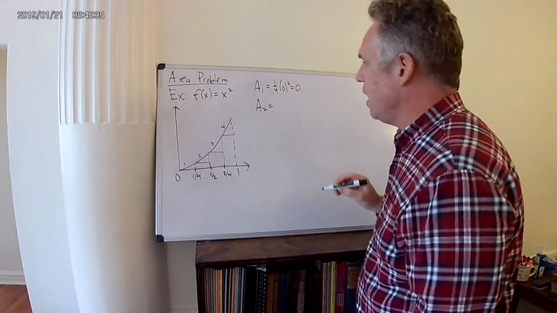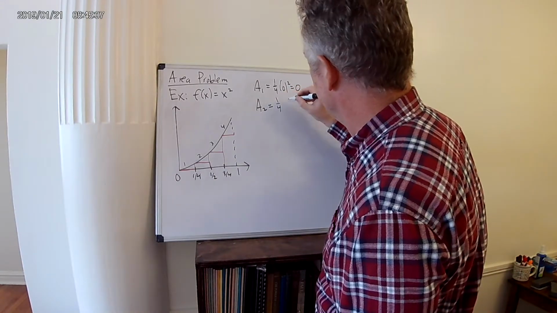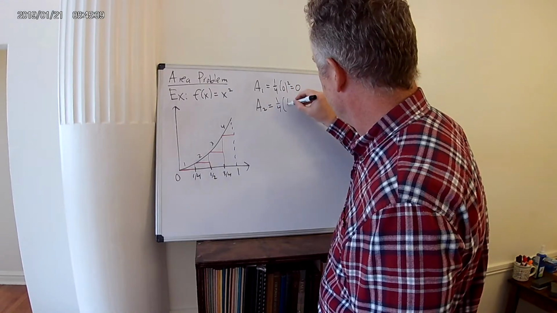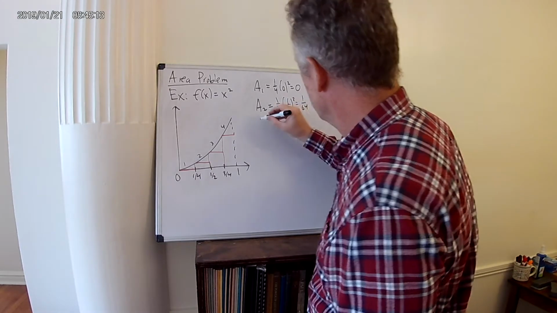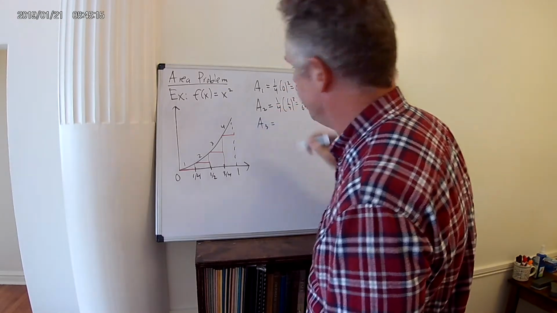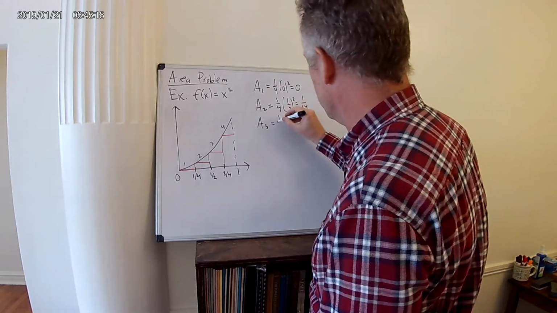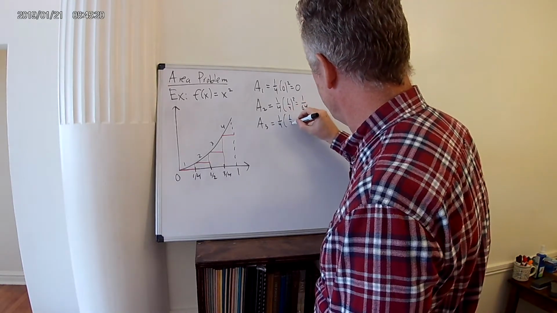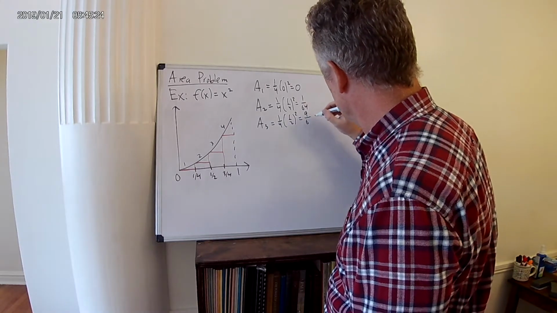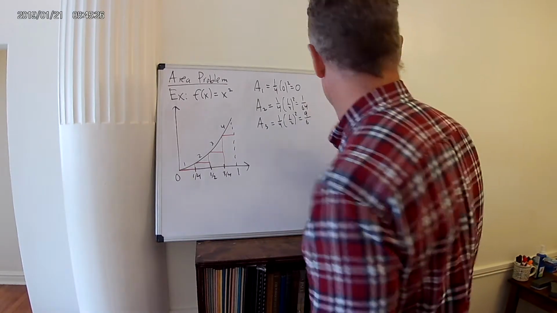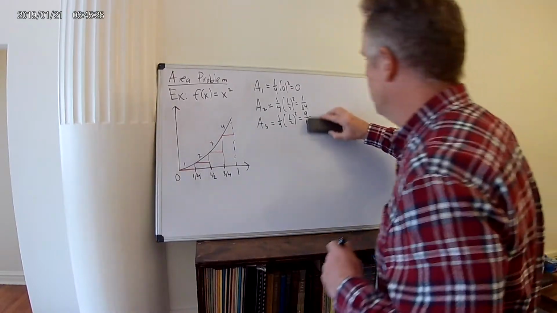I'm going to calculate A2, which is a width of 1/4 times 1/4 squared. This comes out to 1/64. I'll let you verify this. A3 comes out to 1/4 times 1/2 squared, which is 9/64. No, excuse me, is that right? Oh, no, excuse me, 1/16. My bad.